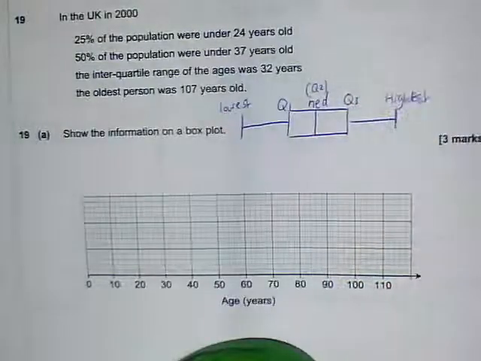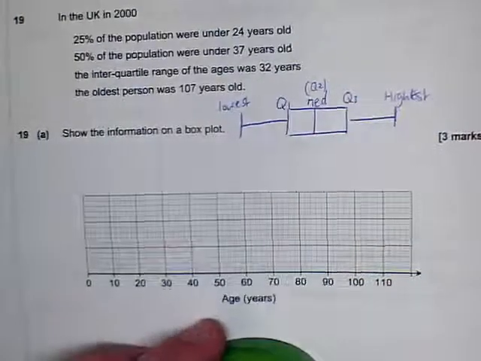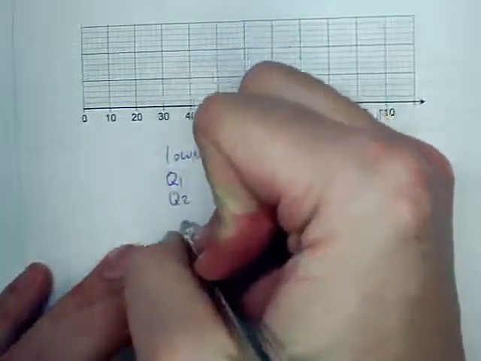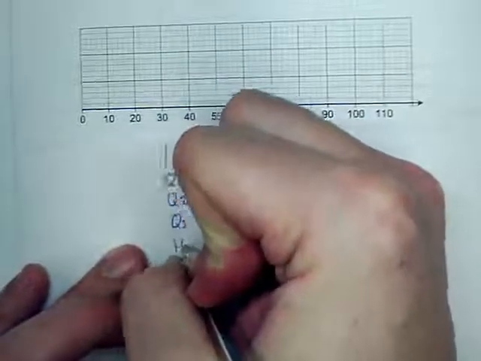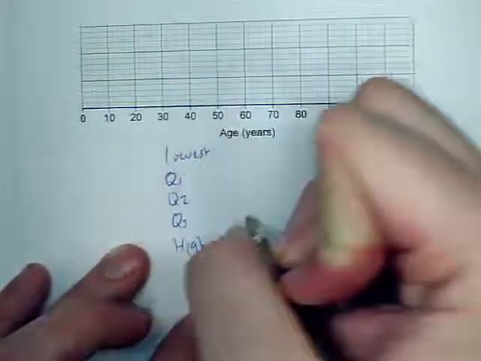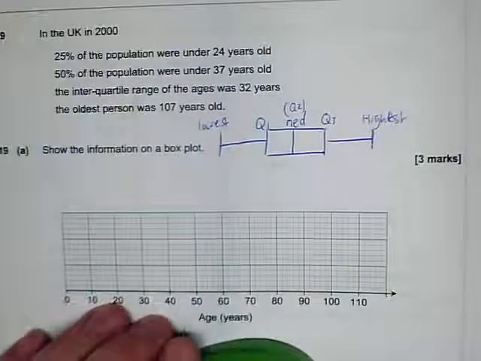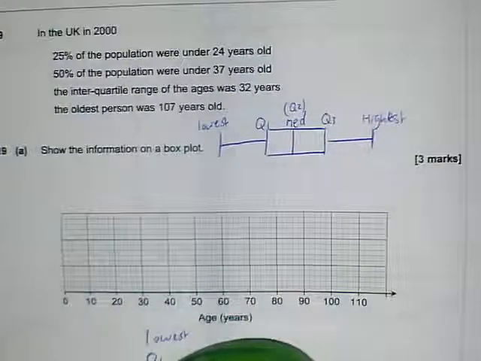So we need to work out all of these before we start drawing, so it might be a good idea to just maybe list what these are. Q1, Q2, remember, which is our median. Okay, so we know, looking at the question, that 25% were under 24.